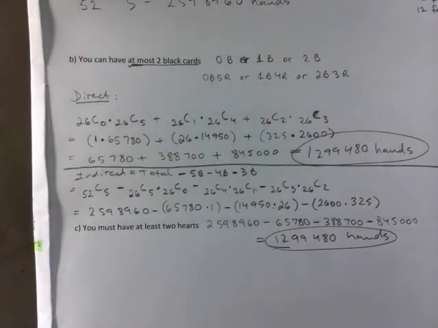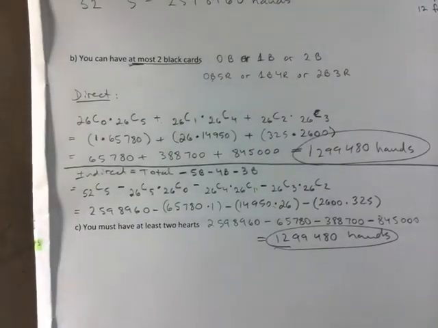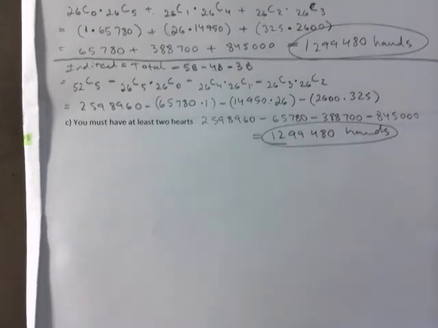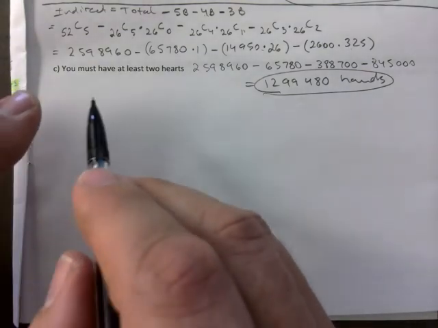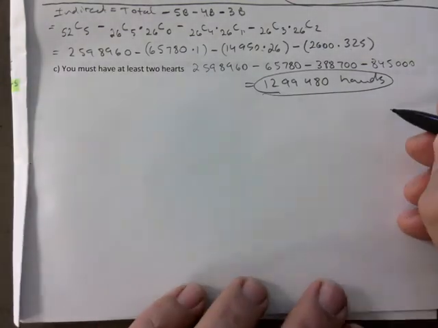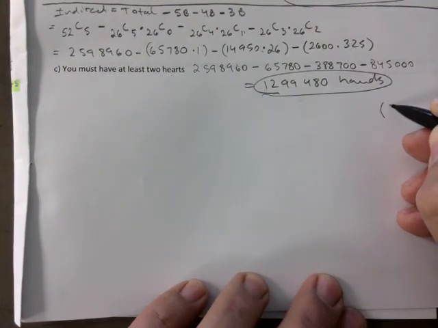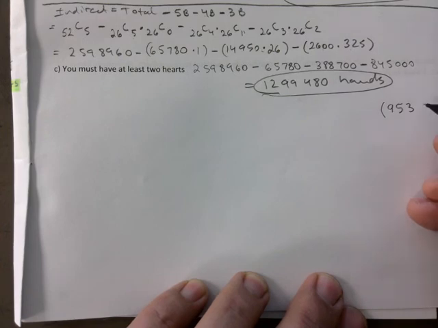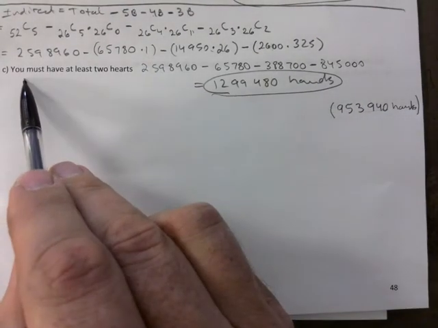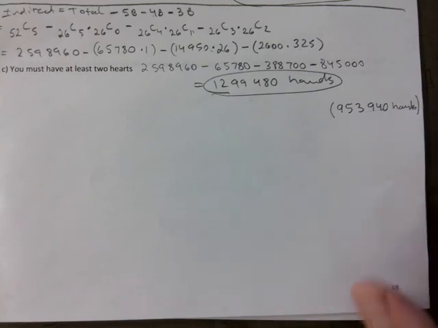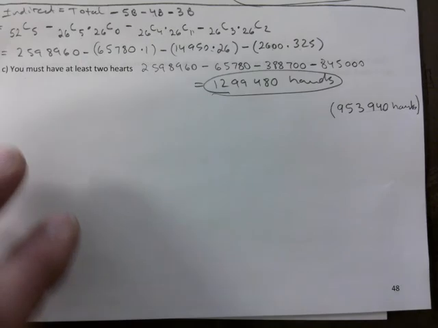Okay, let's do the hearts. For sure, I leave that. I'm going to give you the answer to that one because I want to hand out the quiz. You try this. That's part of your homework. So I will put the answer here. 953,940 hands. Sorry, that's the answer to C. Write that down. And I'm going to be here tomorrow, right? So from time to time, I'll check my email. If you have a question, let me know.